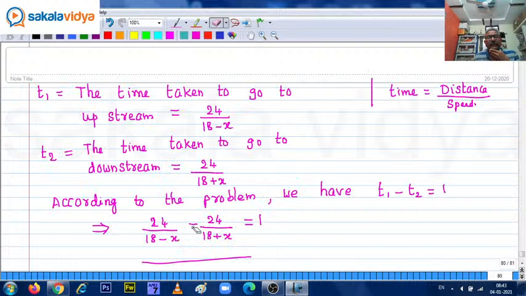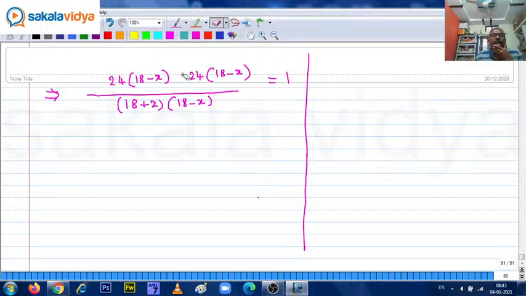So check here we have the minus sign, so we have taken plus sign. That's wrong. So here we need to write minus sign. Okay, let us do it now. So this is 24 into 18. 24 into 18 is 432. Yes, 432 minus 24x minus 432, yes, plus 24x.